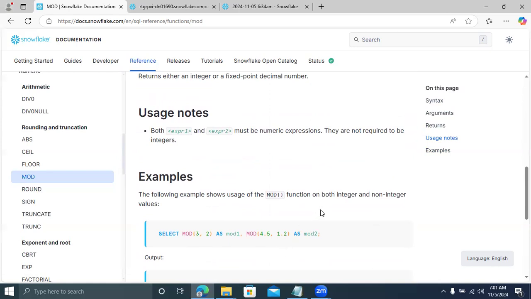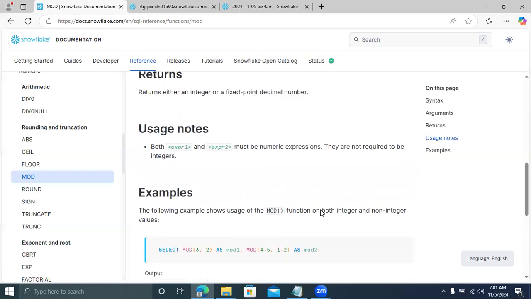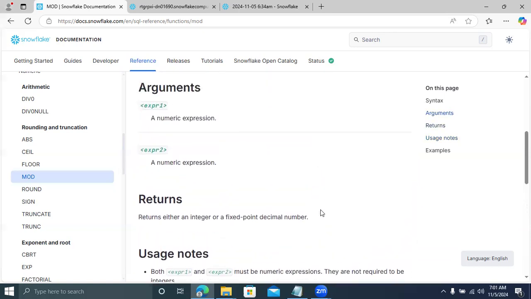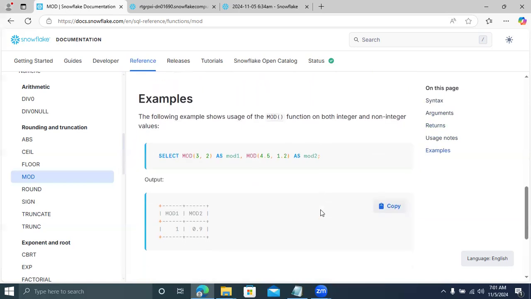1.2. Okay, what do you have to give? Remainder you have to give. That remainder should be a fixed point decimal number, or you can say integer. Now, if you look here, 3 divided by 2, the remainder will be 1. And then if you divide 4.5, the dividend, by 1.2, the divisor, you'll get 3.6, and then next you can't divide any more. The difference, the remainder, will be 0.9.